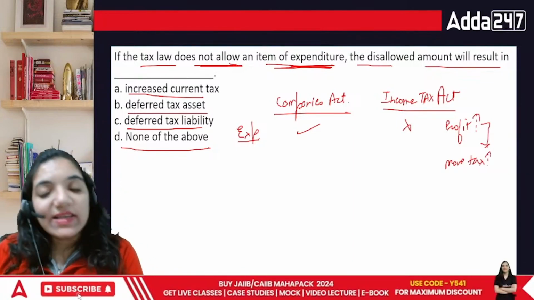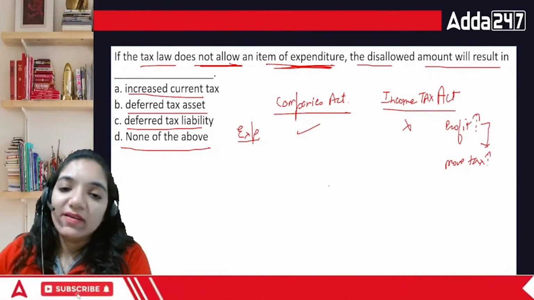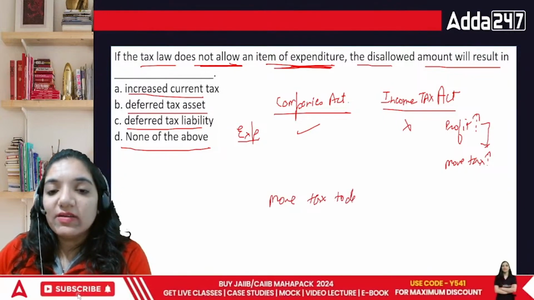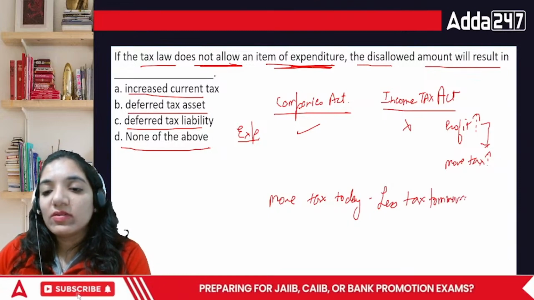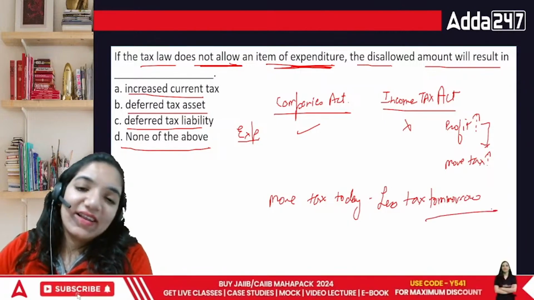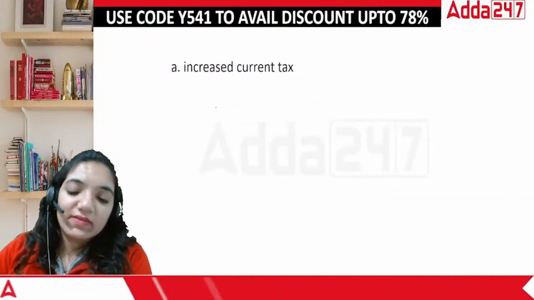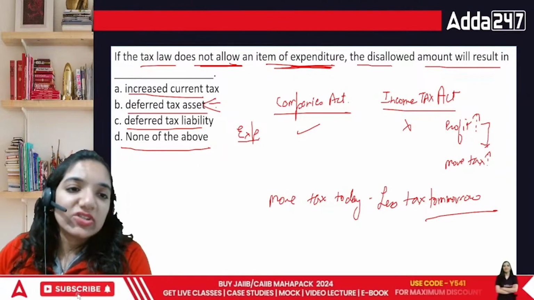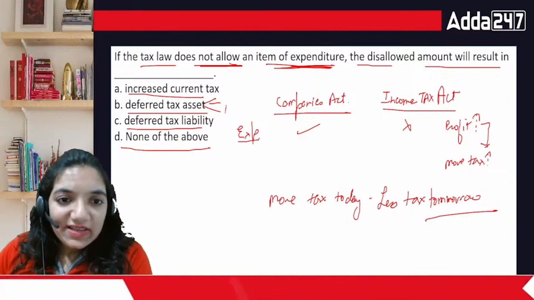Okay, currently you are paying more tax. That means in the future you will pay less tax. More tax today means less tax tomorrow. The correct answer would be deferred tax asset in this case. Okay, so yes, deferred, oh, it is not given in the options. There is a deferred tax asset increase.